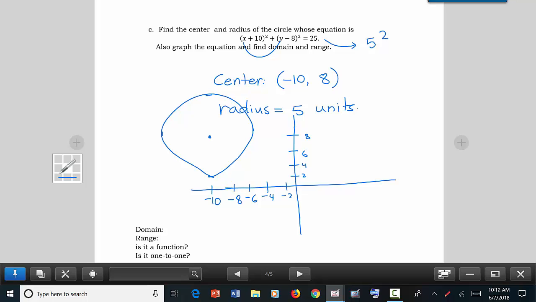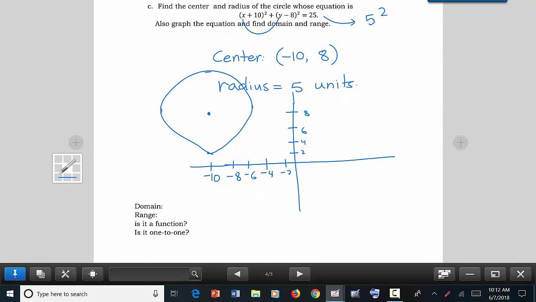Then what is the domain? The domain: the maximum we are going left is negative 15, and the maximum right we are going is negative 5, so that is the domain. Range: what is the minimum height of the circle? Positive 3. And what is the maximum height? 13. So that is the range.